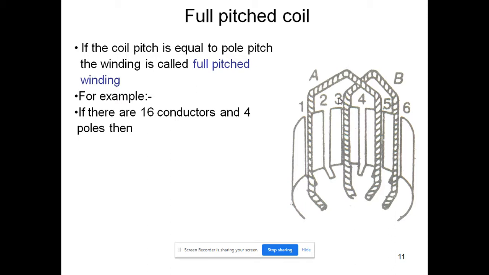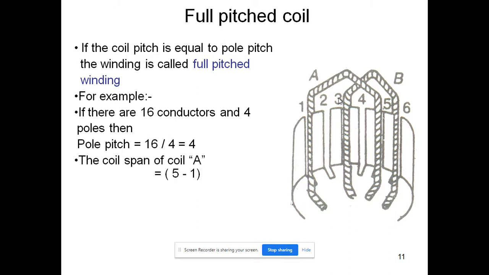Let us consider there are 16 conductors and 4 poles. Then pole pitch is equal to the number of conductors divided by the number of poles, that is 16 by 4. So the answer is 4. Now the pole pitch is 4.